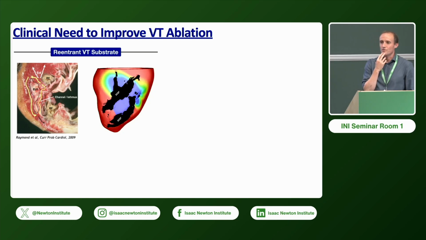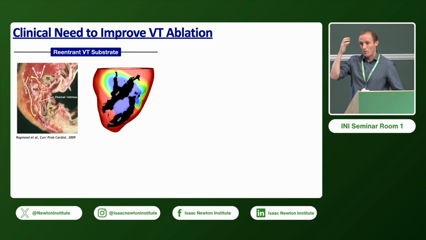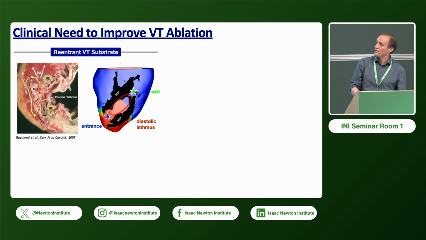So hopefully everyone, or most of you at least, are aware of the main problem with VT ablation. It remains very difficult to identify and to target these diastolic slow-conducting isthmuses, which are responsible for sustaining reentrant VT in the majority of cases. Specifically, we want to target the entrances and the corresponding exit sites, which therefore form the targets of ablation.